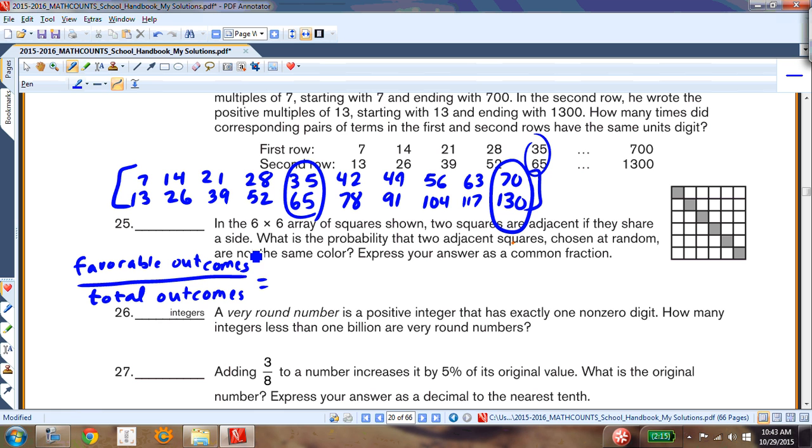So if I have corner squares, these squares, I have four possible options. I have this square, well, let's see, is that right? Four for corner squares. Hold on, let me pause for just a second.